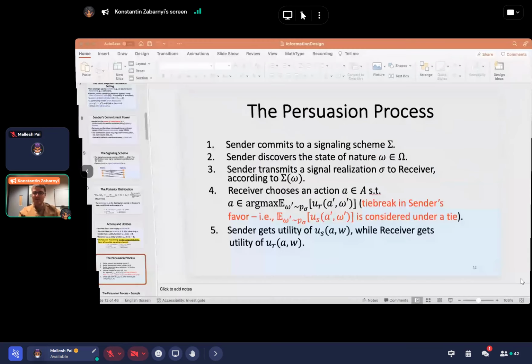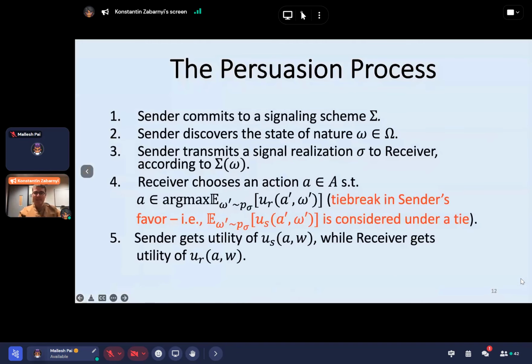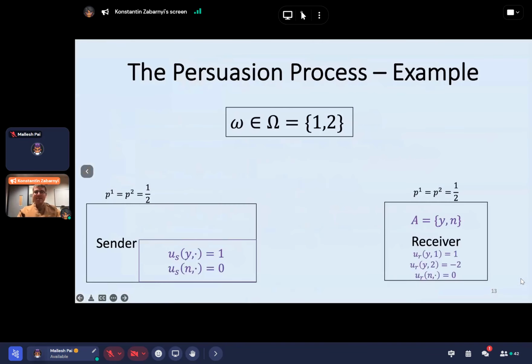So let's continue, and let's demonstrate the persuasion process via an example. Let's consider a case with just two possible states of nature and a uniform prior distribution over the states. And let's assume that the receiver has just two possible actions, yes or no. Let's assume that the sender just wants the receiver to take action yes, which means that the sender has utility of 1 for the action yes and utility of 0 for the action no.